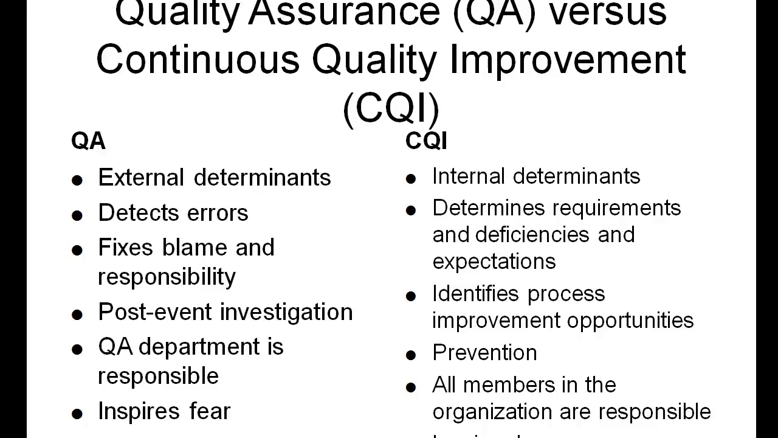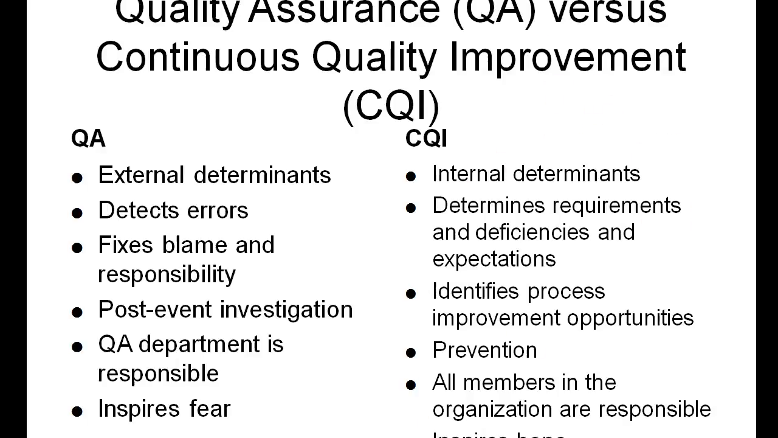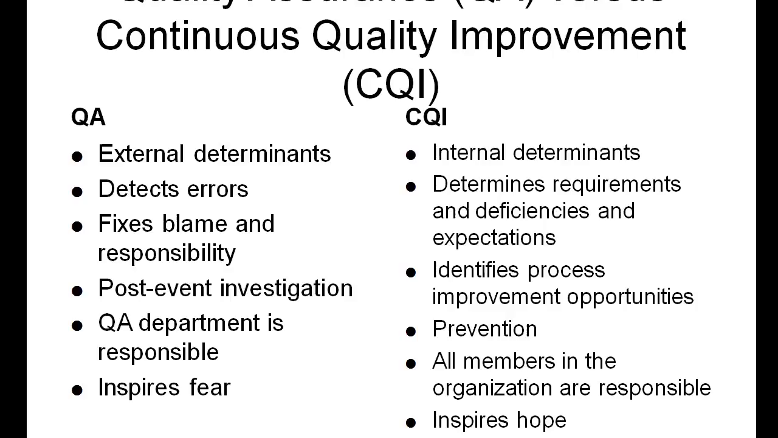Quality assurance helps detect errors, and continuous quality improvement determines requirements, deficiencies and expectations. So where can we help hit things? With quality assurance, we're looking for things that we did wrong. Quality improvement asks where can we improve? Where can we get better? And it goes on and on about all the different parts of it. Obviously, quality improvement is the winner.